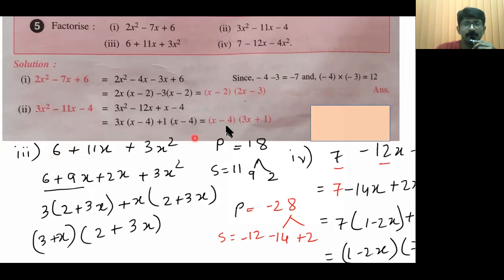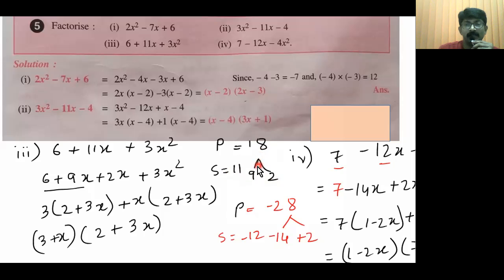So the product is always, remember that guys, the x square coefficient into the constant, that is 6 3s are 18. So the product in this case is 18, and the sum is the coefficient of x. The coefficient of x is 11, so the sum is 11.